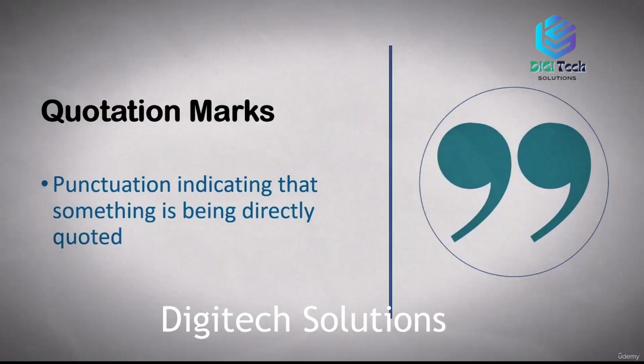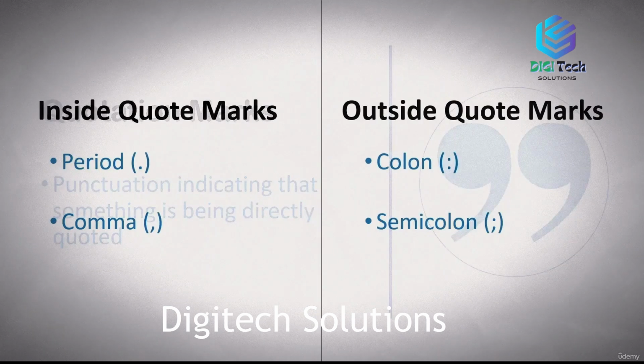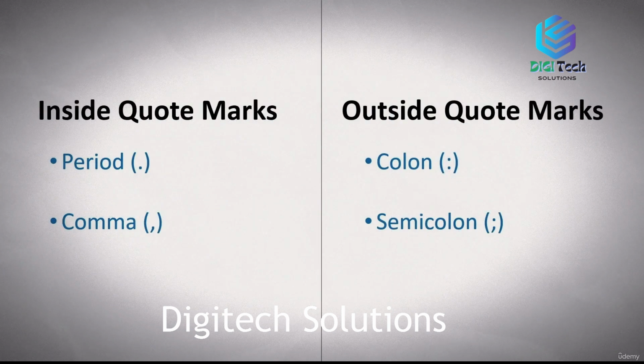And then the quotation marks. Of course, they are used to show that something is being directly quoted. But where should the comma, the period, the colon, and the semicolon be placed in relationship to the quotation marks? This one is easy. The period and the comma are always placed inside the quote marks. The colon and semicolon are always placed outside the quote marks.